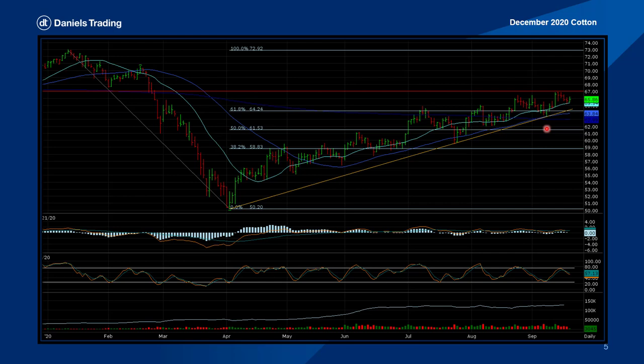And then the coffee market looks to be bottoming out, looking for an opportunity to buy coffee, most likely with a call spread in that market. So a couple honorable mentions.